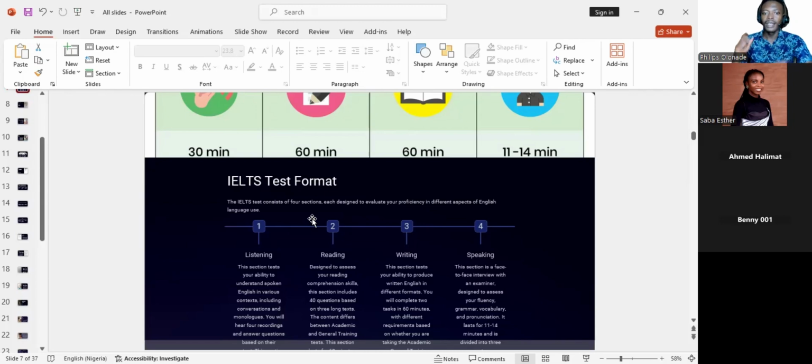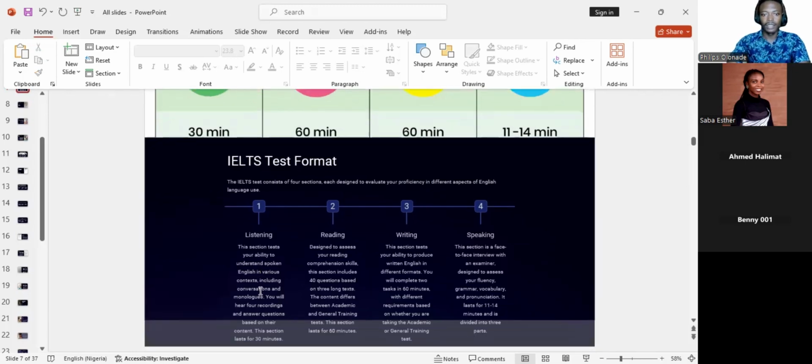So take notes. You'll be listening to 4 recordings. Now, the listening section lasts for 30 minutes. And you'll be listening to 4 recordings, each of which will have their own questions. So that's all for the listening section.